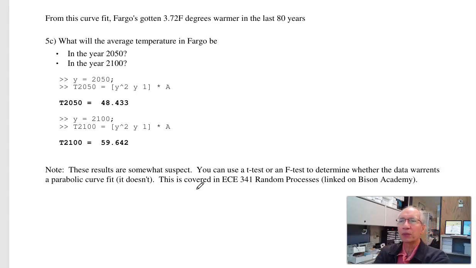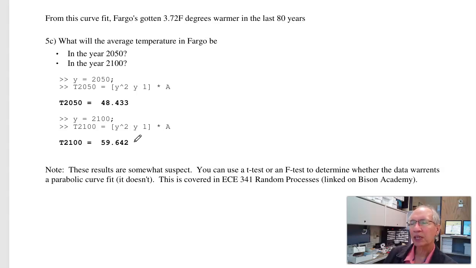I want to know what the average temperature will be in the year 2050. Just make that the year. Here's my year squared, year, and 1, times my constants: 48 degrees, and in 2100, 59 degrees. Now, again, this is extrapolating out quite a bit.